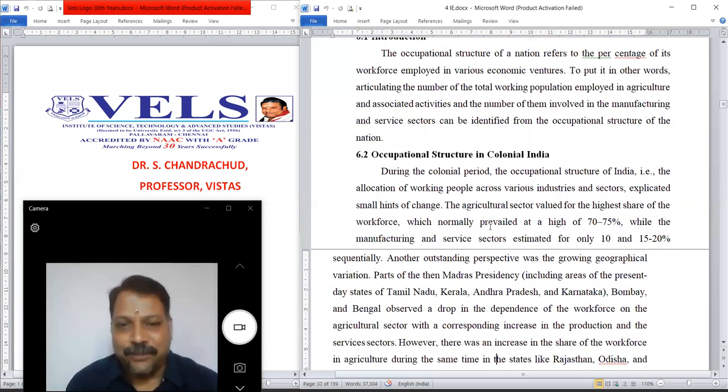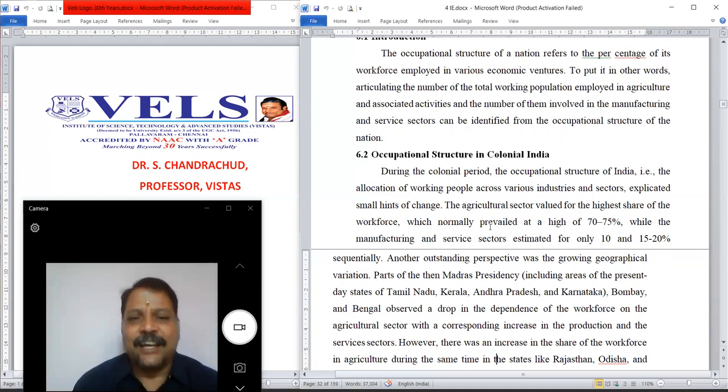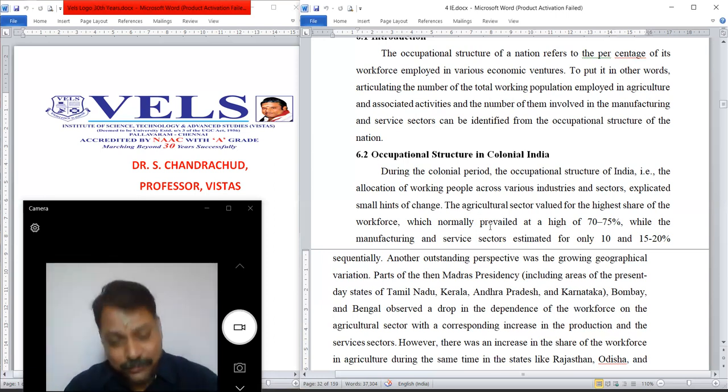First, we will start with occupational structure in colonial India. During the colonial period, the allocation of working people across the various industries and other sectors showed only a small change. The agriculture sector accounted for the highest share of the workforce, nearly 70 to 75%, while manufacturing was estimated at a maximum of 10 to 15%. For service, it was up to 20%.